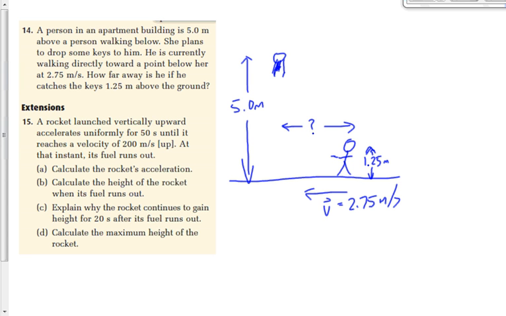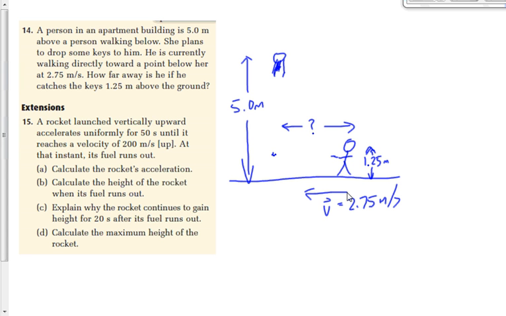The displacement of the keys downward will be negative 3.75 meters. Does that make sense, everyone? Not 5 meters, not 1.25. Why? Because the keys don't have to fall all the way to the ground. They only have to fall to his hand, and his hand is 1.25 meters above the ground. Good? So the keys fall downward 3.75 meters.